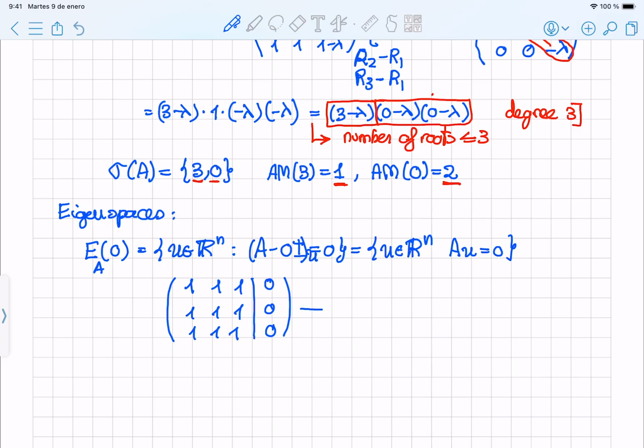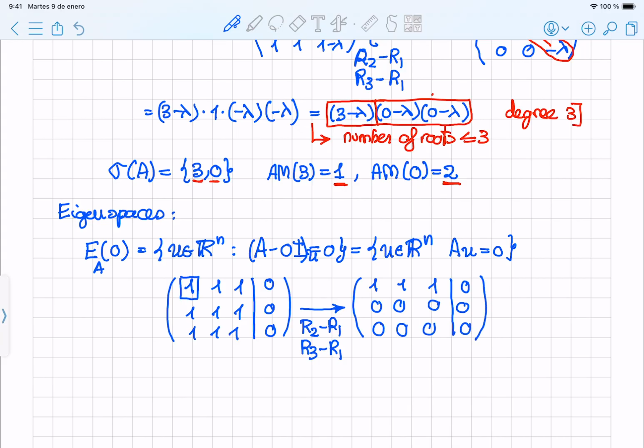In order to do Gauss, we pick the first entry in the first row and in the first column if it is different from 0. And as you know, if it is not different from 0, we reorder the rows in order to obtain this non-zero entry. This number is called a pivot. And now we do zeros below. So row 2 minus row 1 and row 3 minus row 1. In this case, what we obtain is that the first row remains as it is. The second row becomes 0, 0, 0, 0, and the third row becomes 0, 0, 0, 0.